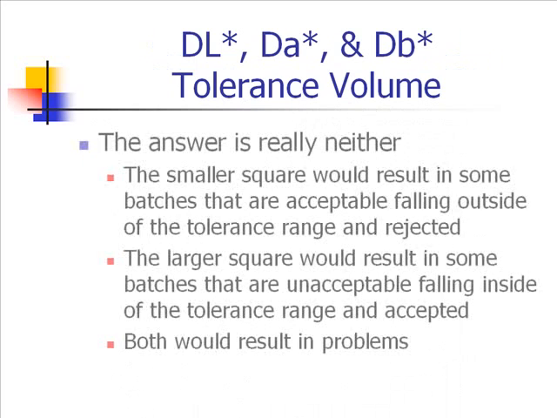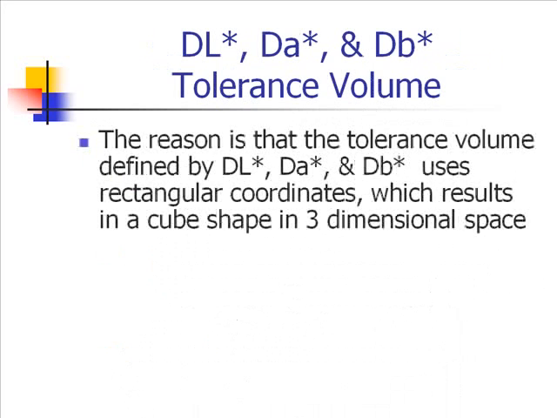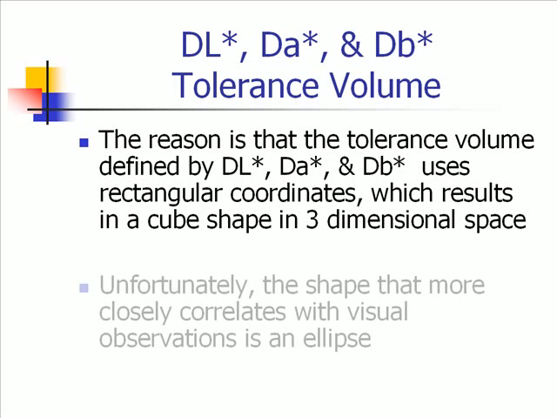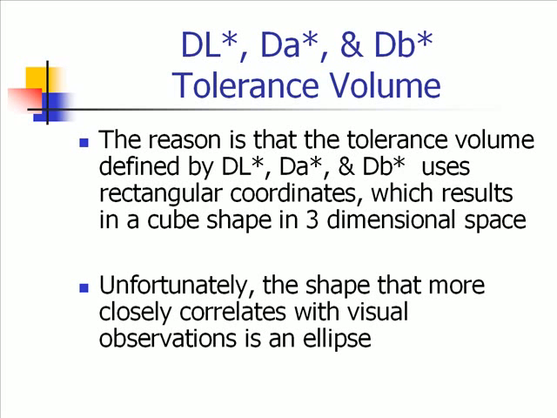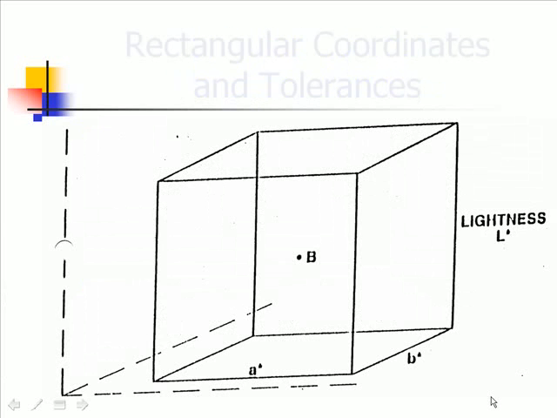So like I mentioned, the reason is that the tolerance volume defined by L, A, and B uses rectangular coordinates, which results in a cube shape in three-dimensional space. And unfortunately, the shape that more correlates with visual observations is an ellipse. If you think about it in three-dimensional space, it's more like a football shape, or I always say it's more like an Australian rules football, rounded. That would be what the tolerance looks like when we're using rectangular coordinates.